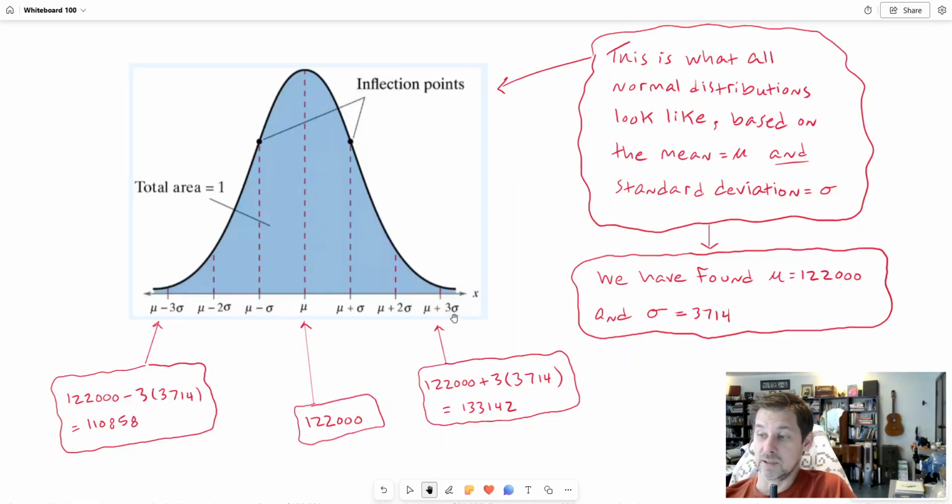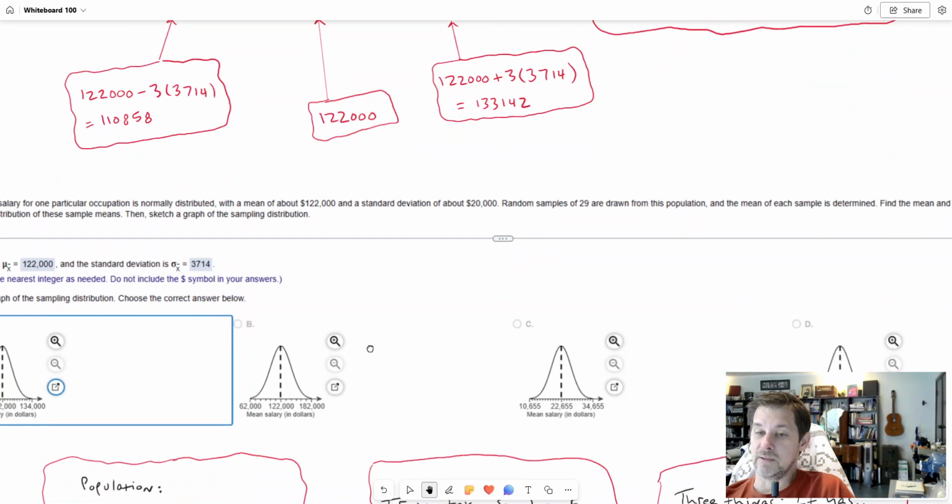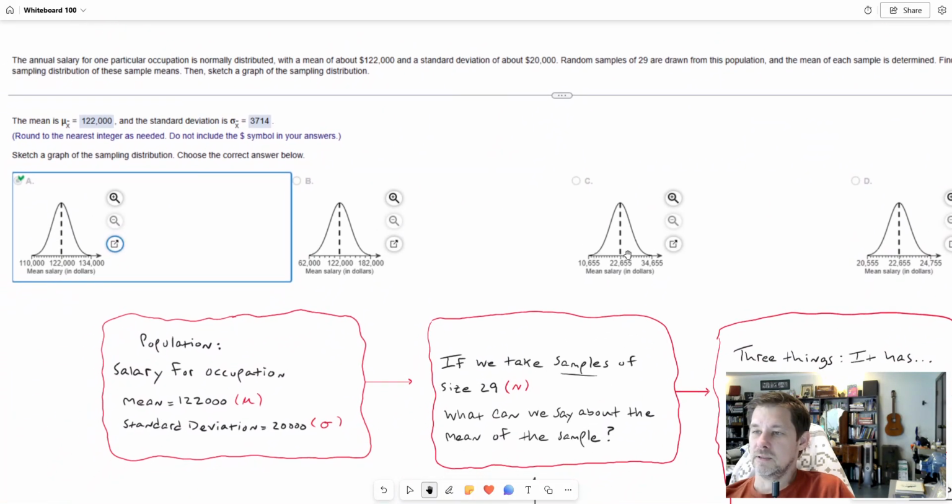So here goes. The mean's 122,000. That means this point where the peak is has got to be 122,000. That allows me to rule out 2 of these. So this might be a normal distribution. That is what they look like right there in this picture. That does look correct. But where's this peak, this highest point? It's at 22,000. Well, that's not right. It needs to be at 122,000. So I can rule this one out, and I can rule this one out. So the answer is either A or B. How do I decide between A or B?